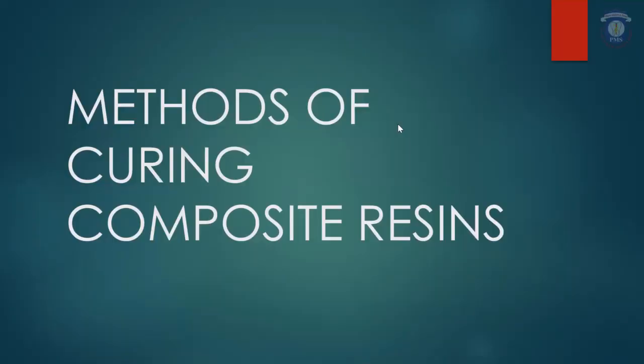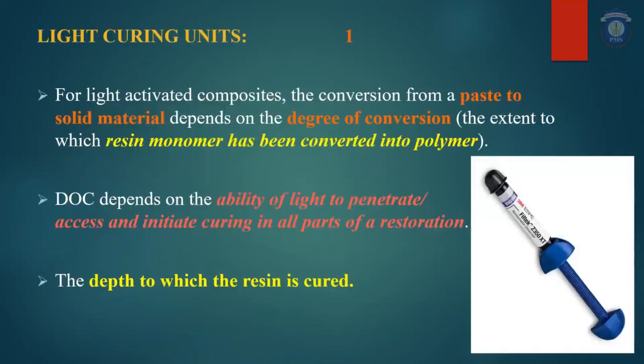Composite resins are one of the most commonly used restorative materials in clinical practice in dentistry. In this lecture, we'll be learning about the different methods for curing a composite resin. Light curing units are of different types, which basically aim at converting the resin monomer into a polymer.